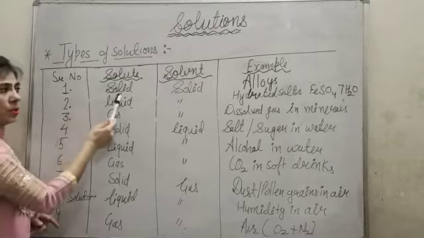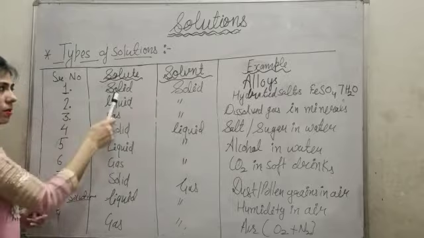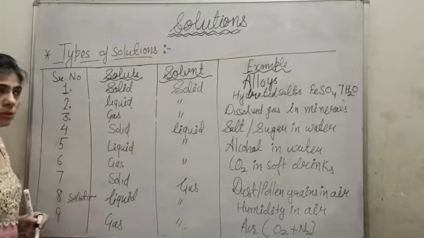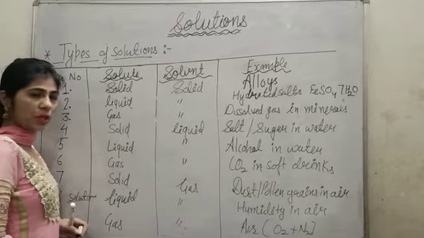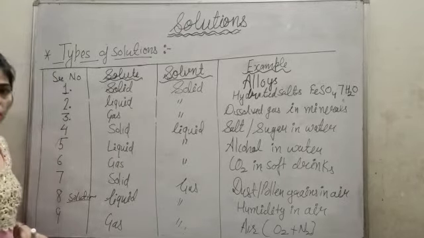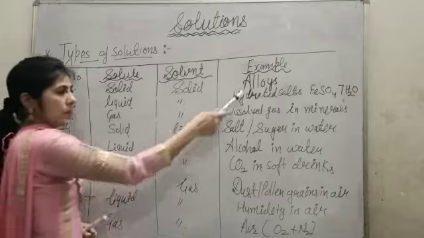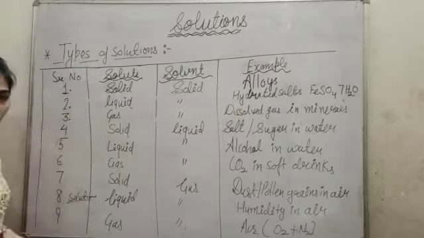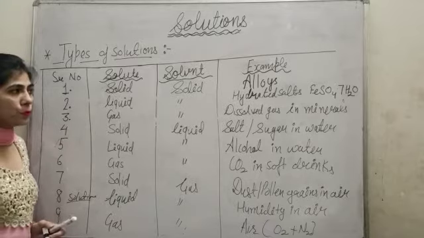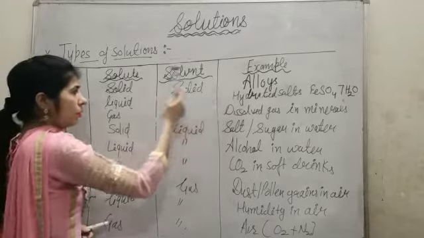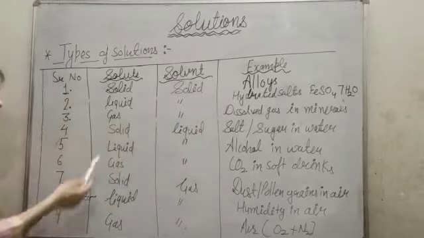And the first one is a solid in solid. When a solid solute is added into the solvent which is also in solid state, then we obtain the solution which is in solid state. And the example is alloys. As you know that alloys are the homogeneous mixture of 2 or more metals. So it is an example of solid in solid.